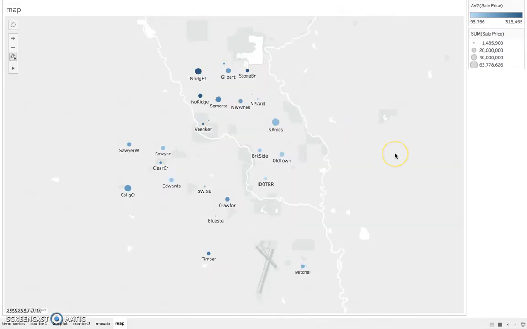Last, we show the map of the average price in different neighborhoods. We notice that the size of the points and the shade of the color are all proportional to the average sales price. We notice that this neighborhood has the highest average sales price, while the smallest one has the lowest sales price.